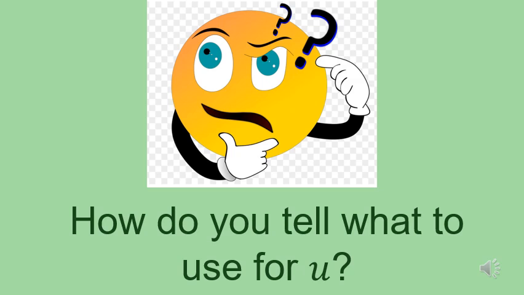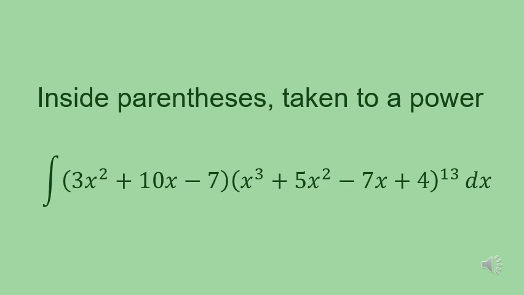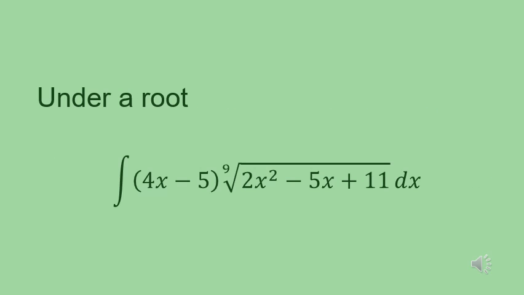Fairly common question people have is, if I've got a big, long, complicated function, how do you know what to pick for u? Like if there's both sine and cosine there, which one do you use? One thing to do is to look for a power and do what's inside of those parentheses. In this problem, x cubed plus 5x squared minus 7x plus 4, that would be the u. If you've got a root in a problem, what's underneath the root is probably going to be u. So here, 2x squared minus 5x plus 11.